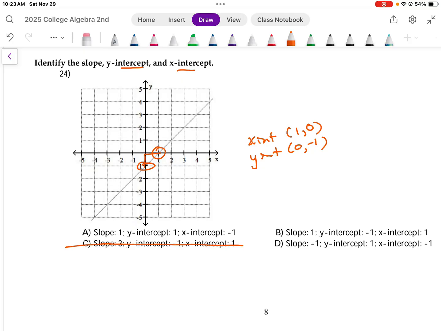Can't be it. That's a negative slope. My line's going up from left to right. And then now I just got to make sure I pick the right intercepts here. Again, we said the x-intercept was a positive 1 and the y was a negative 1. So that would be that one right there.